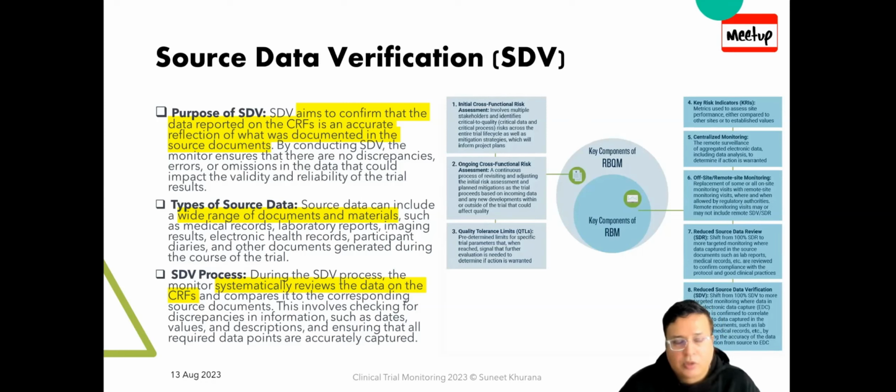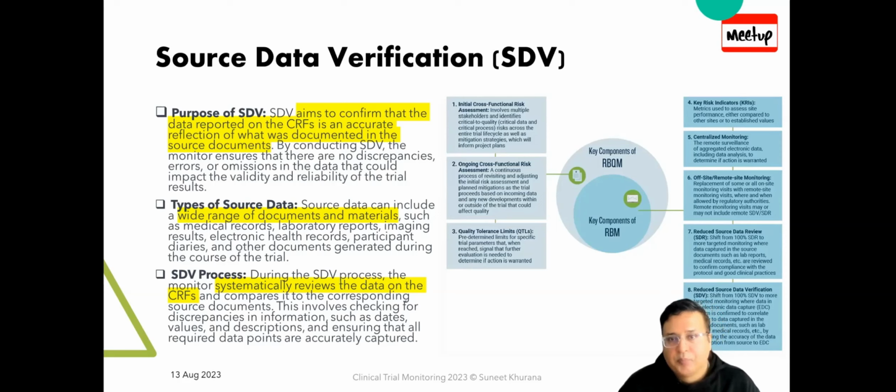And also there's a method called remote monitoring. So they don't have to go on the site always. They can review the documentation wherever they are sitting. For example, they are sitting in their office, and then they can log in. And because of technology, I can share my screen, and all the documents I have about patients, I can scan into my system and then share my screen with the monitor, and they can have a look and verify that everything is okay.